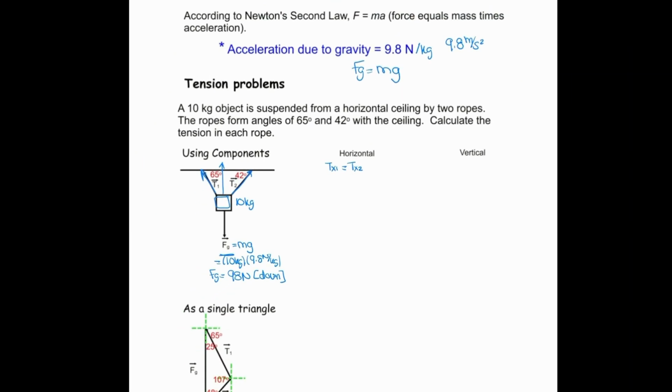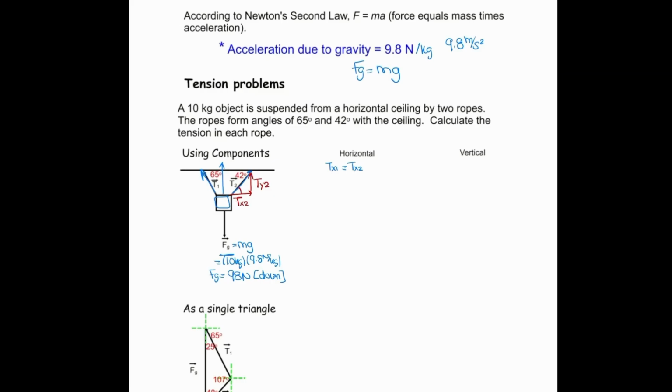Now I'm going to come back over here to the diagram and add a little bit. Each one of these tensions is going to have an x and y component. I'm going to move that 10 kilograms out of the way. So this will be my tension force in the x direction for rope number 2, and this will be my tension force in the y direction for rope number 2. Now we need to know this angle here.